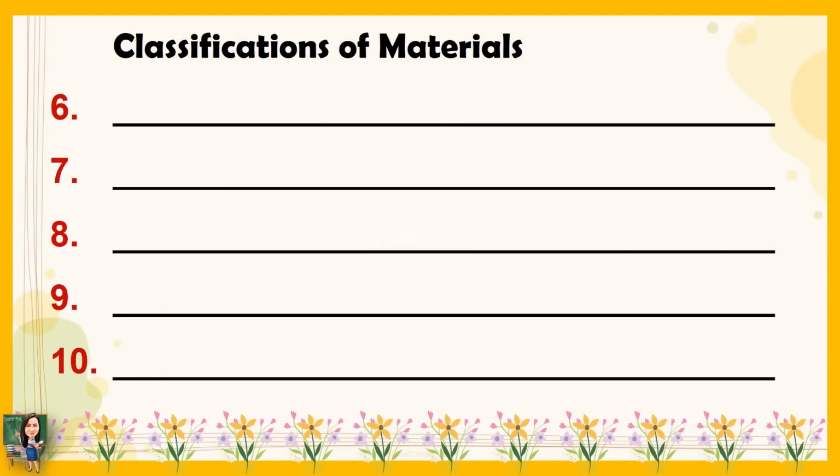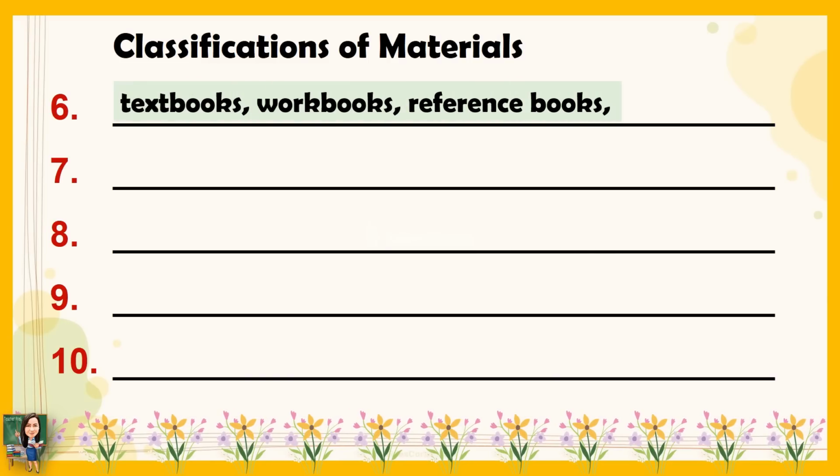For number 6 to 10, write the classification of materials. The remaining materials for number 6 are textbooks, workbooks, and reference books. What kind of materials are these? Very good. The kind of material is print material.